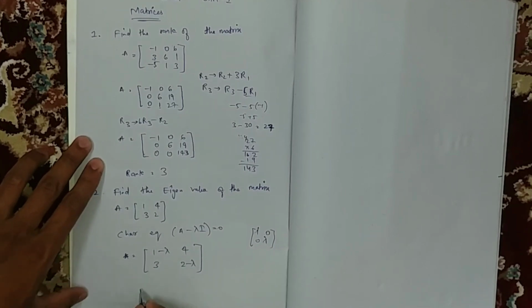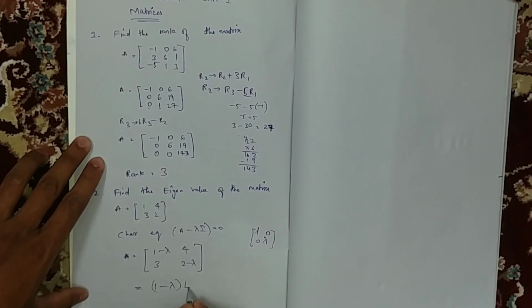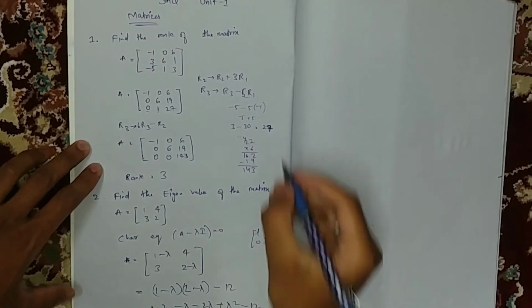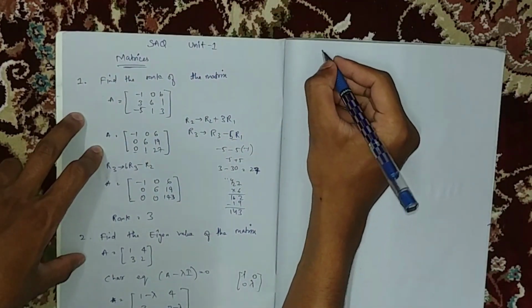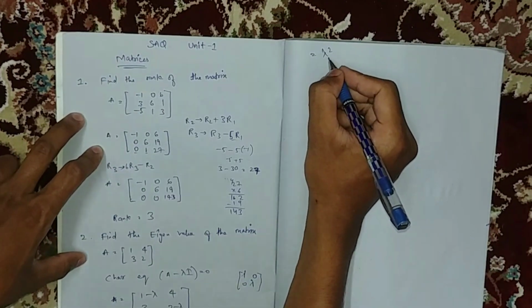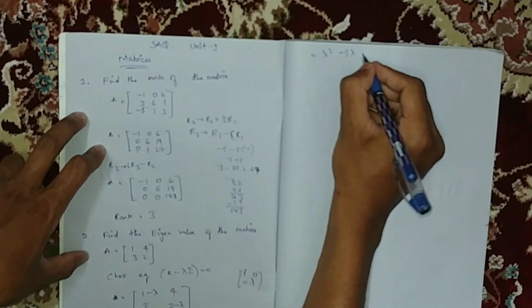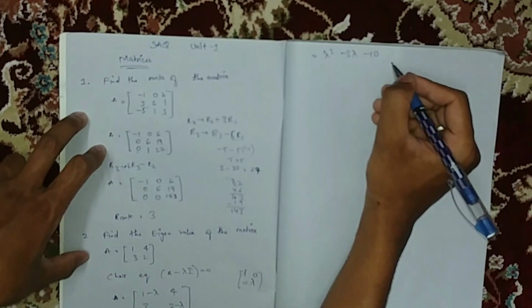So it becomes this, as you need to multiply AD minus BC. So (1 minus lambda)(2 minus lambda) minus 12. Now 2 minus lambda minus 2 lambda plus lambda square minus 12. Now lambda square minus 3 lambda minus 10.